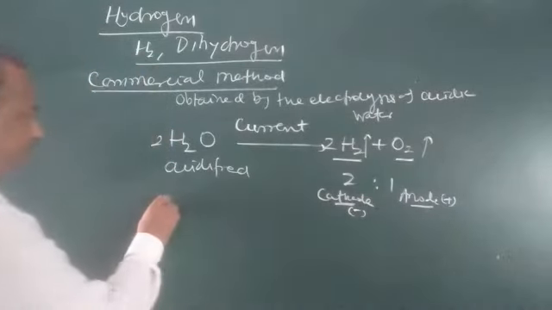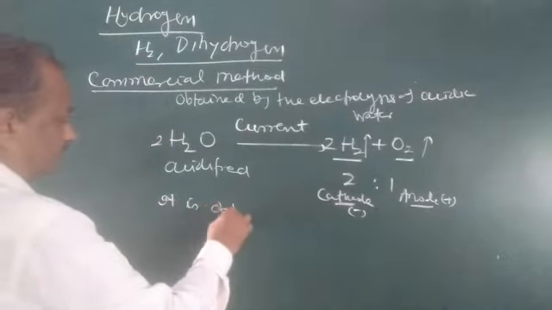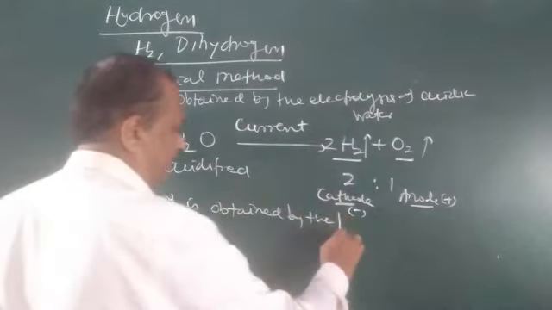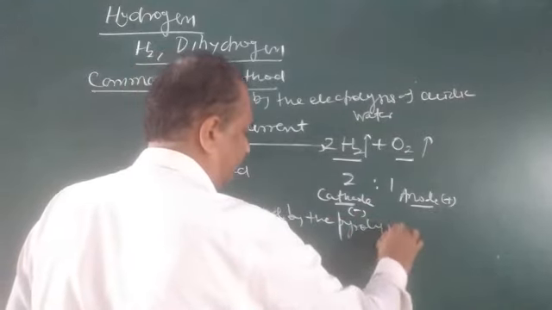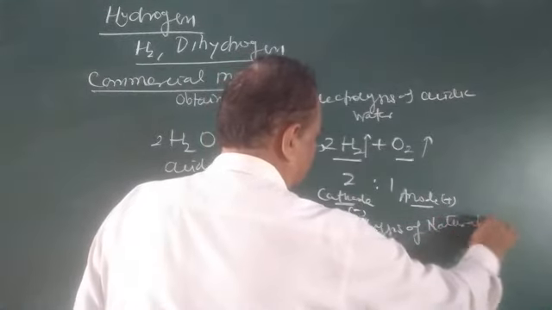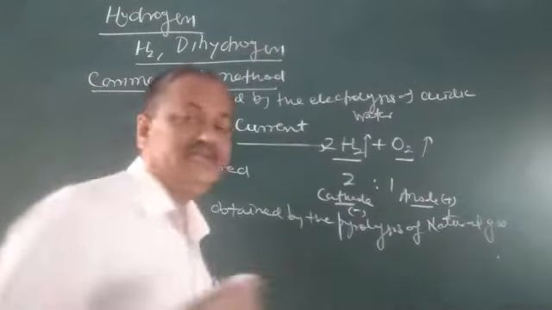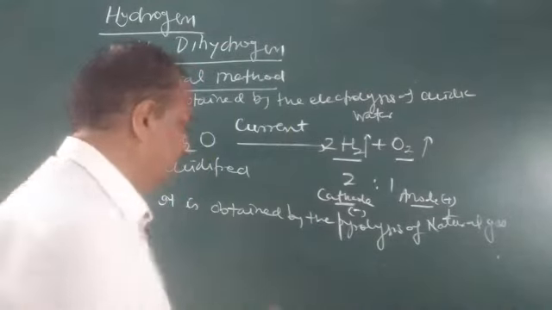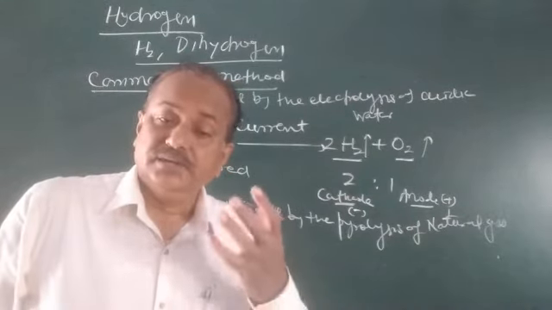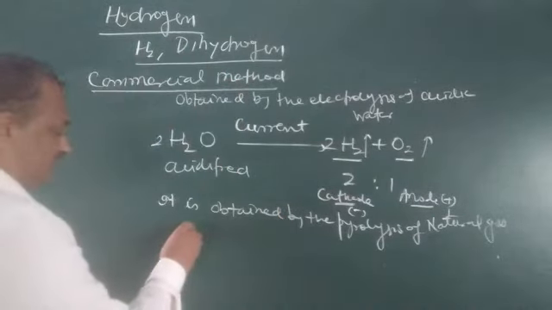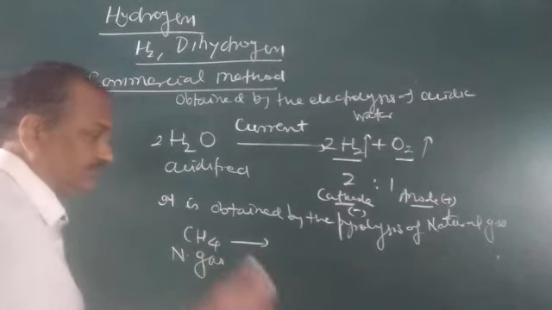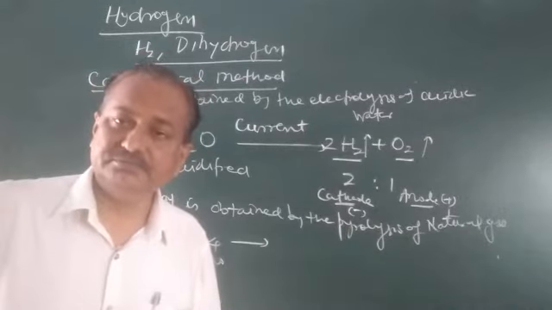So this is on large scale. On the other way, it is obtained by the pyrolysis of natural gas. Pyrolysis: pyro means heat, lysis means to break. What is natural gas? Natural gas is methane. Methane is CH4. So this CH4, natural gas, is obtained from nature, from the gas wells along with the petroleum.